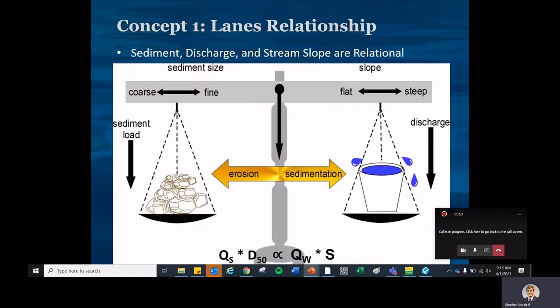So we're going to talk about two concepts today, and just real quick, and then we'll get into some real examples. The first concept is Lane's relationship or Lane's balance, and what it says is that sediment, discharge or flow, and then the stream slope are all relational. So if you change one of those things, the others are going to adjust accordingly. So cause and effect.